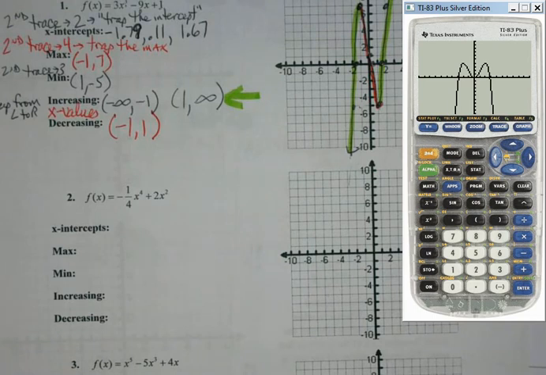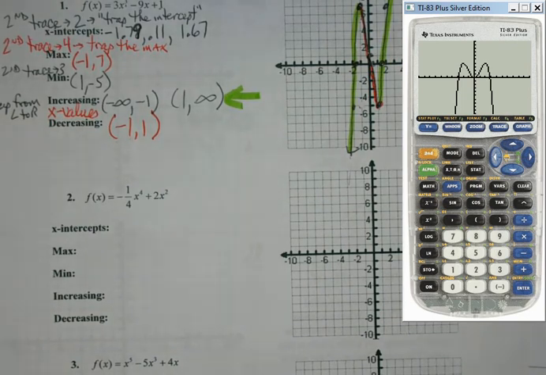So, again, how many places does it look like it's crossing the axis? It looks like it's crossing 3 places, which could mean a few things. You might have a double 0. Probably do, but that's not going to be as big of a deal to us here.